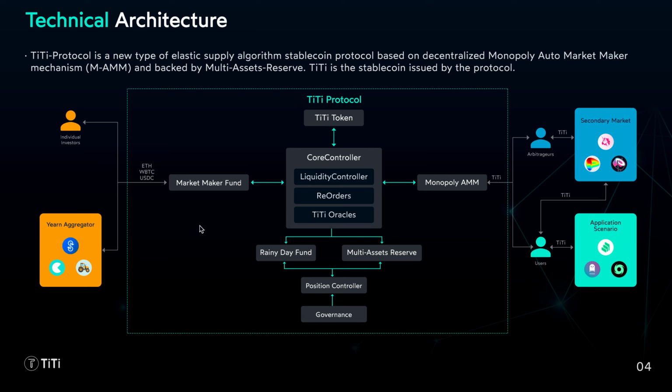As we can see, there are three roles in our protocol. Through these three roles, the TiTi protocol is integrated into the DeFi ecosystem. Role 1 are users who have demand for TiTi. These users obtain TiTi tokens through transactions in M-AMM or the secondary market.